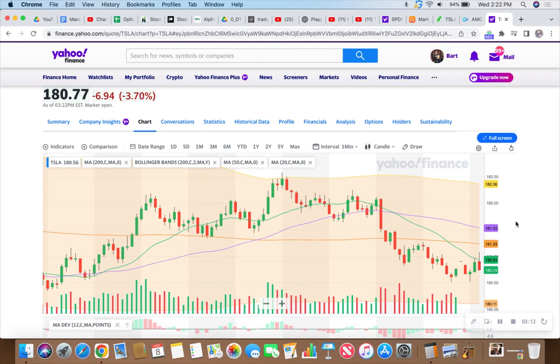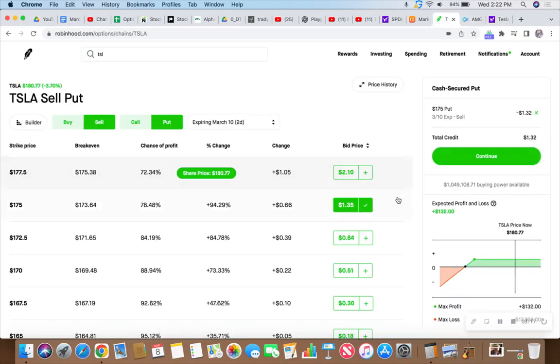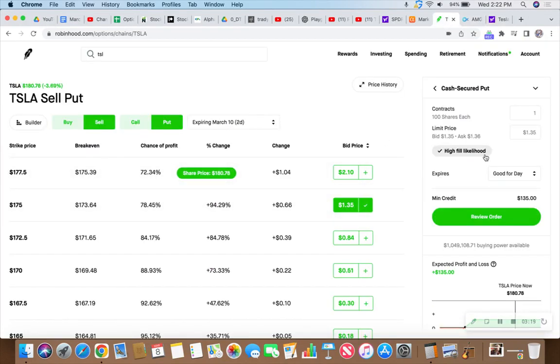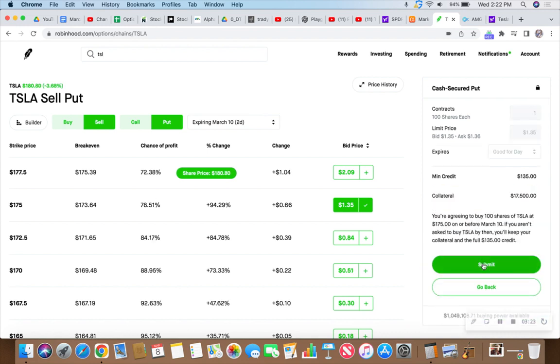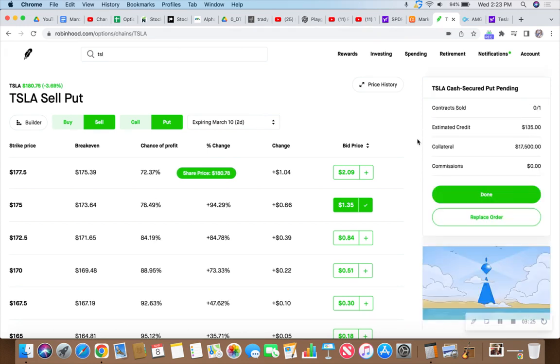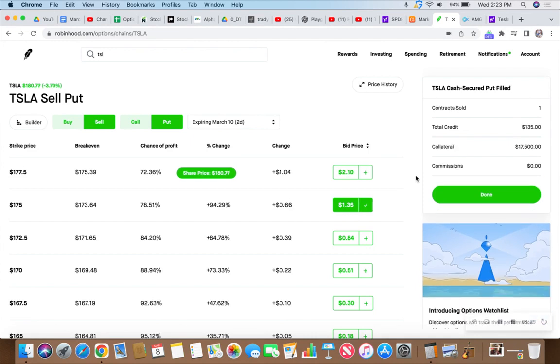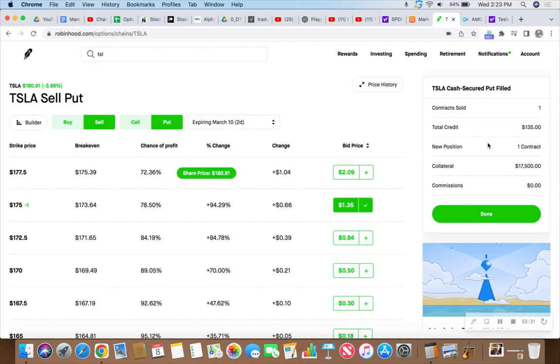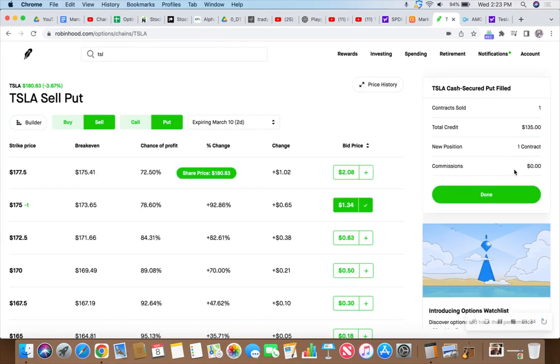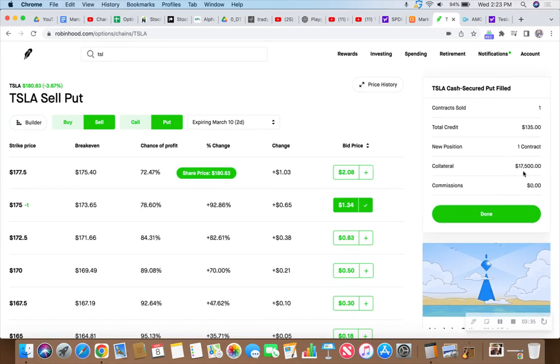Here we go. Falling knife, or is it a falling dirty diaper? Let's find out. See if we can't catch, I don't know, buck 35 on this. $135 on the cash secured put. Whew, didn't fill right away. There it is. There's $135. Now I know. Don't look at that number.